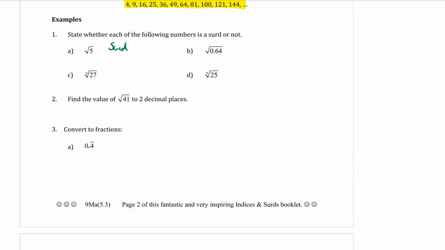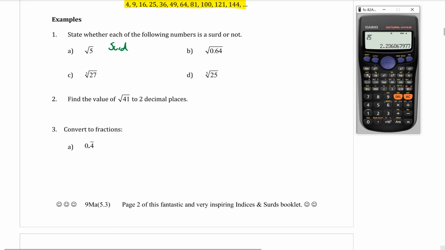In other words, irrational. How about B, square root of 0.64? What do we get? Type it in, 0.64, press equals, 0.8. It's still a decimal, but it is a decimal, and you can even use your SD button there. That turns into a fraction very easily. So that means that that one is not a surd. Okay, unless it's a big yucky decimal, it is not a surd.